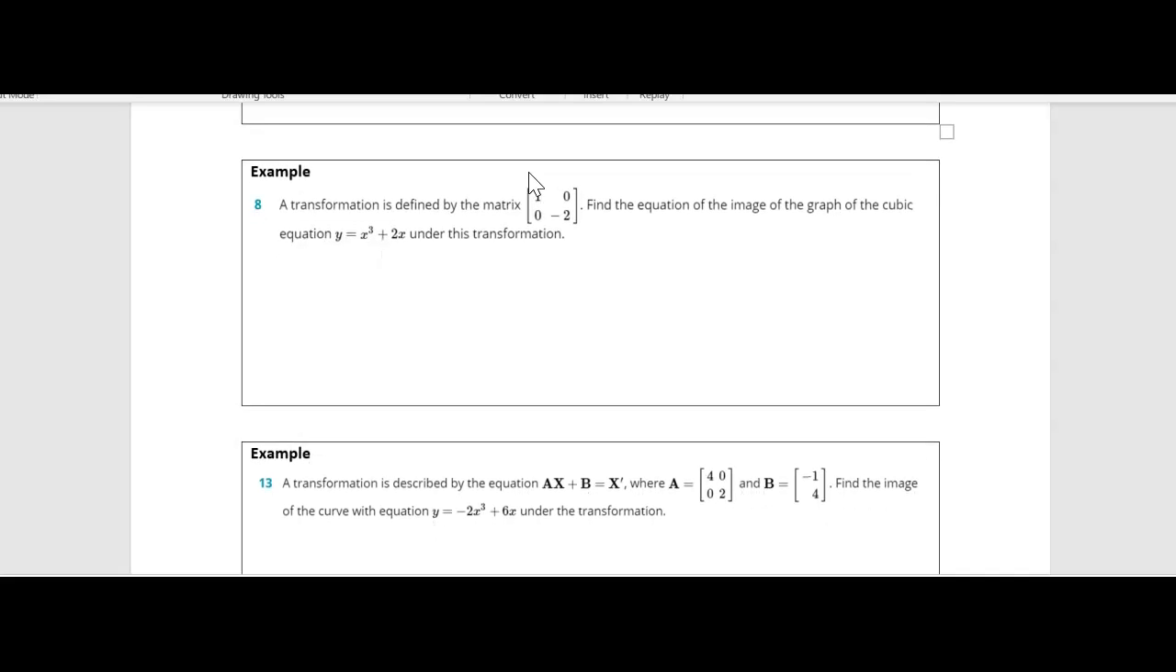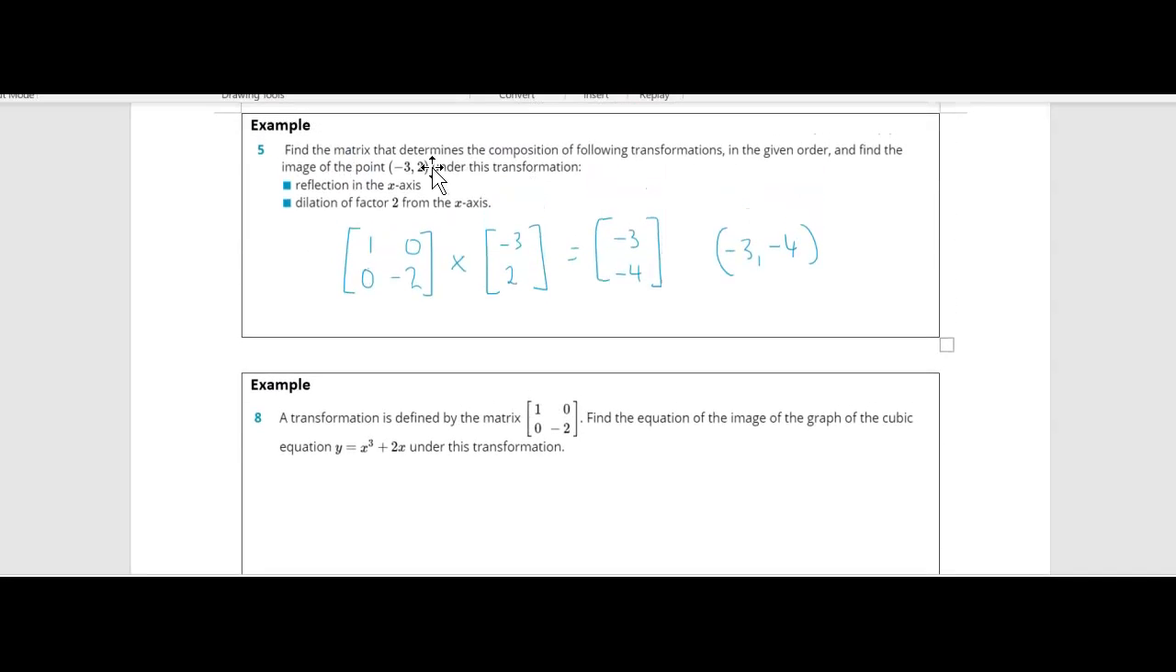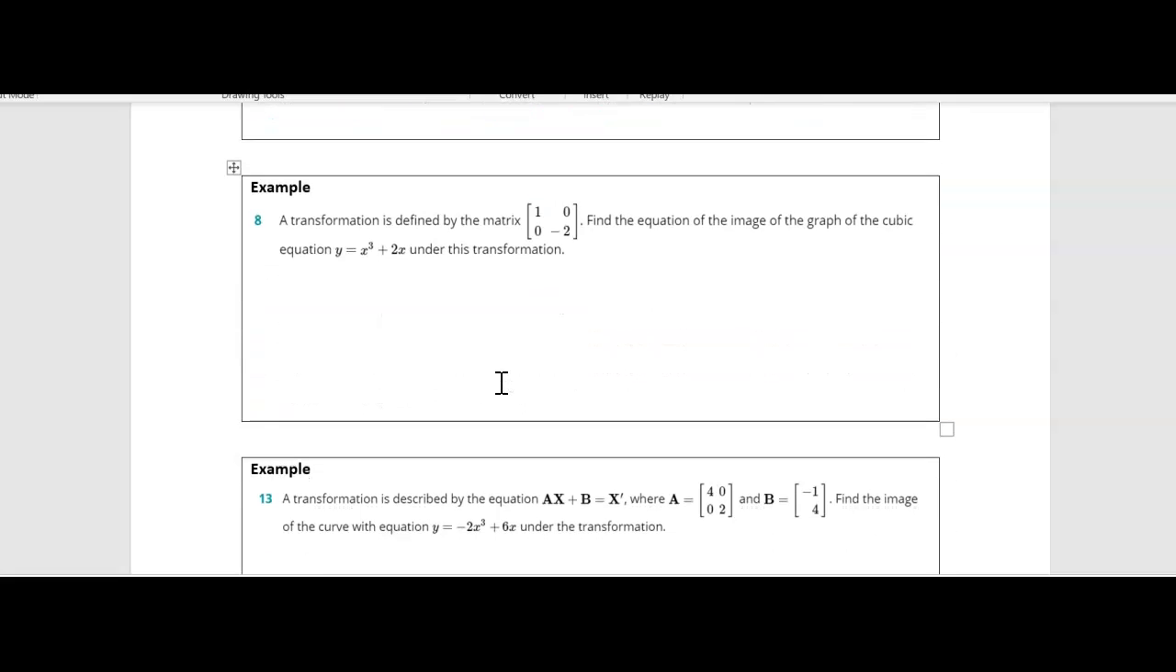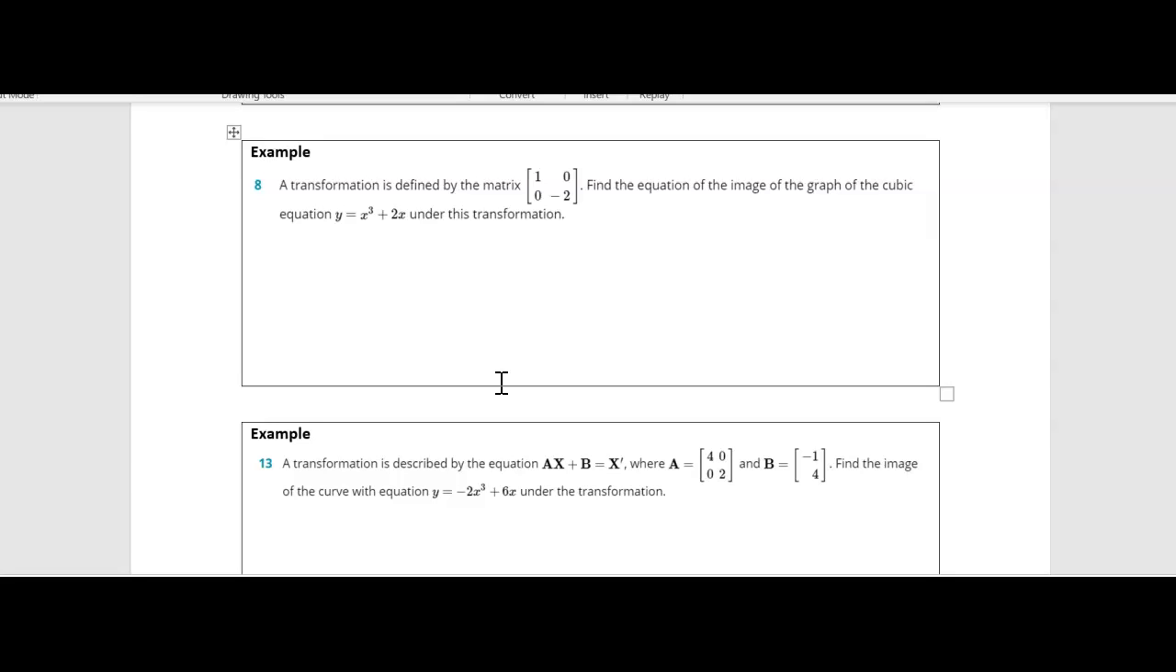Example 8, a transformation is defined by the matrix. Okay, so this is exactly the same transformations as before, because we had the same matrix. So a reflection in the x-axis and a dilation of factor 2 from the x-axis. Find the equation of the image of the graph to the cubic equation, and so on. All right, so here's our matrix there, and we're actually applying that transformation to x, y. So 1 times x is x, -2 times y is -2y.